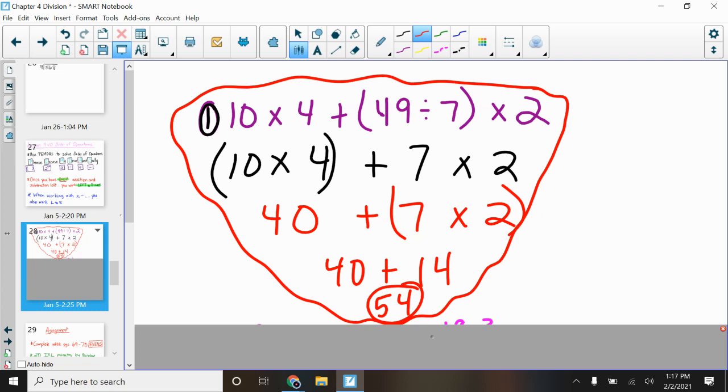I had kids in the other classroom wanting to write their new line of information way over here on the side. You're going to get confused and lost. Keep it organized. Work piece by piece so that when it's all done, your answer is funneled right to the bottom like a tornado.